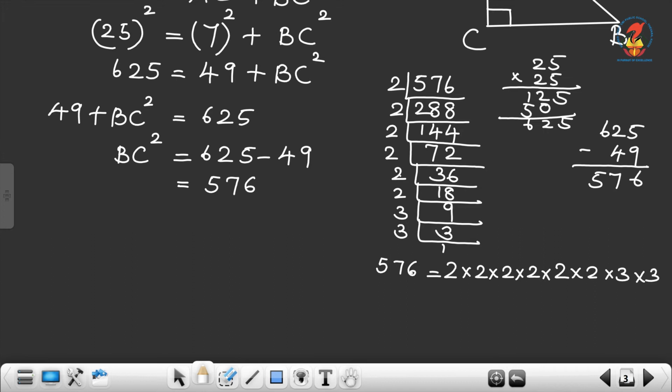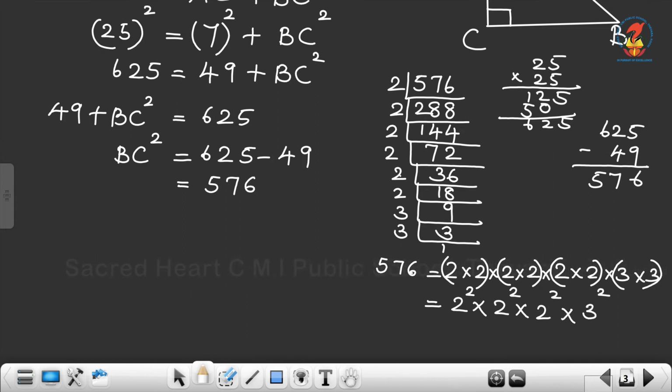Now we can group them. 2 into 2 we can write as 2 square. Again take the next 2, we can take it as 2 square. Again next 2, 2 square. Again 3 into 3 we can take it as 3 square. Now we expressed each factor in terms of squares. So we can combine this, we can write as 2 into 2 into 2 into 3, put the bracket and you have to put the square.